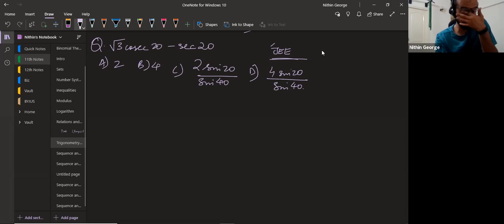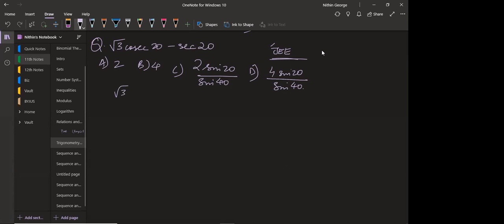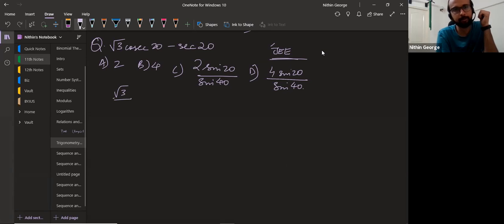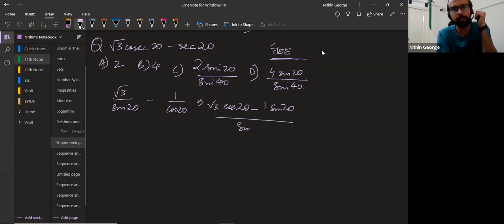Everybody, please unmute yourselves. Okay, let's begin. So, how do we solve this, guys? Any leads? Sir, convert into sine and cos and take LCM. Okay, correct. So, this becomes root 3 by sine 20 minus 1 by cos 20, which will further become root 3 cos 20 minus 1 into sine 20 divided by sine 20 into cos 20.